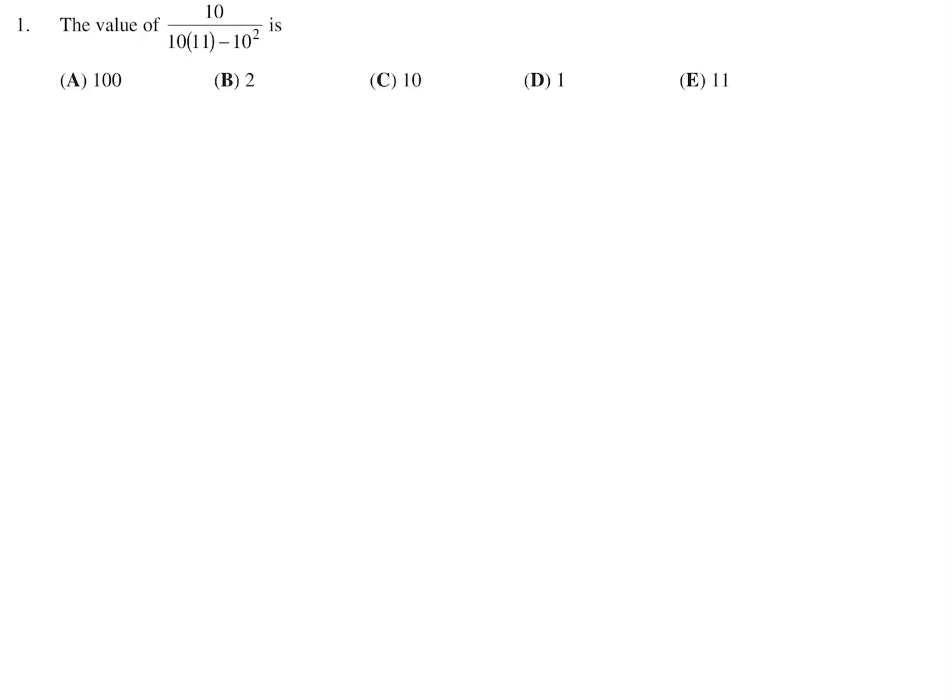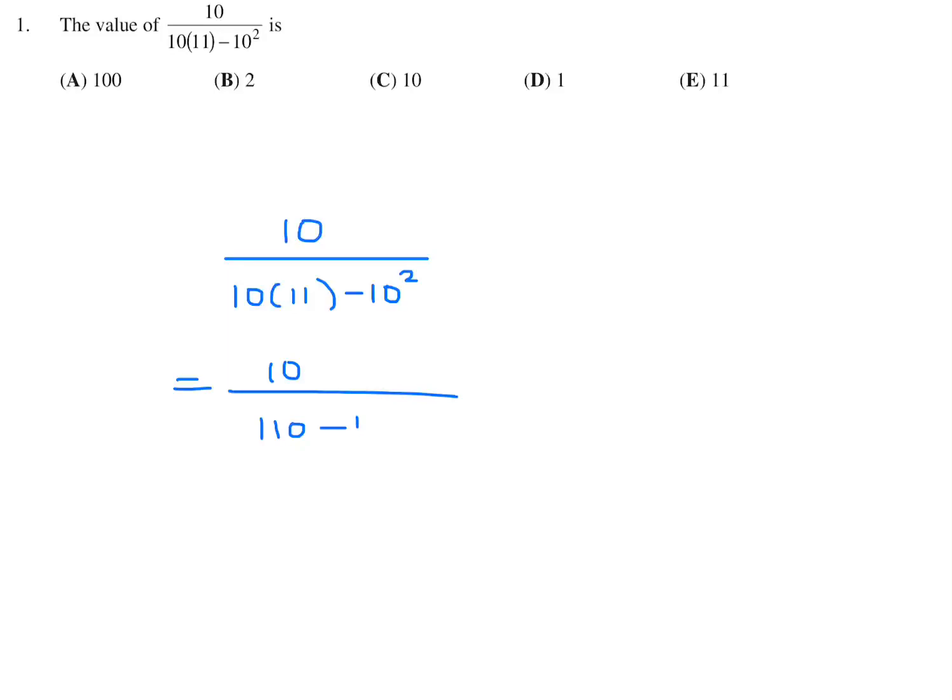The value of this expression is 10 over 10 times 11 minus 10 squared. So the numerator you leave alone. The denominator becomes 110 minus 100. 110 minus 100 is 10. So this leaves you with just 10 over 10, which is, of course, 1. Therefore, number 1, the answer is 1, and that is choice D.